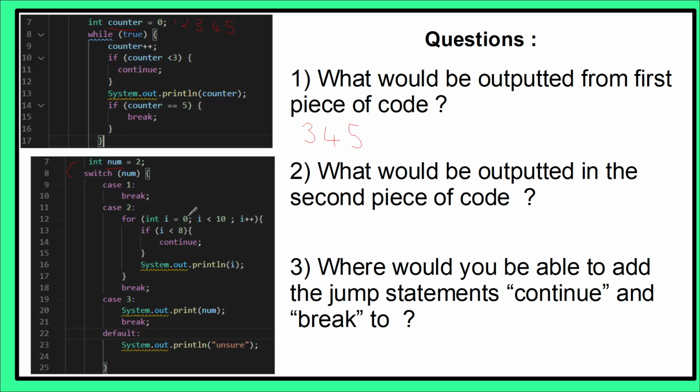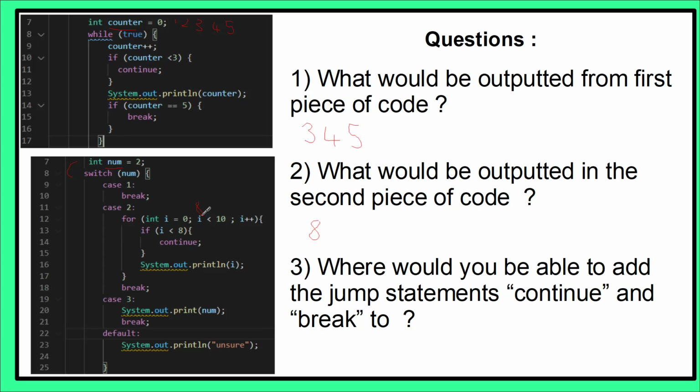I is 3. 3 is less than 10. 3 is less than 8, so we continue. Go to 4. 4 is less than 10. 4 is less than 8, so we continue. And we'll go all the way till we get to 8. So if I equals 8, then this still happens. So we start printing out 8 because I is 8.